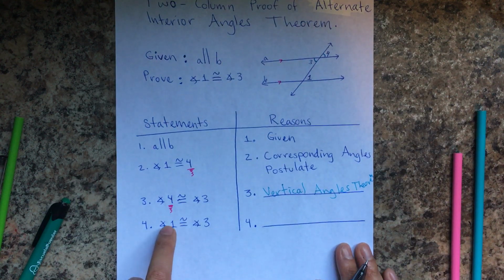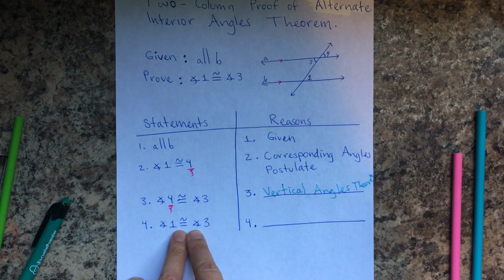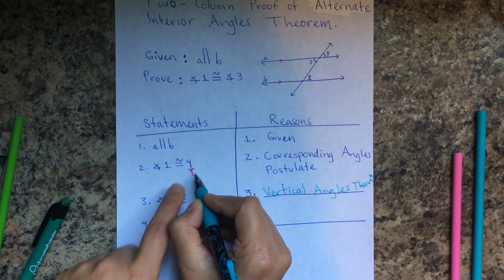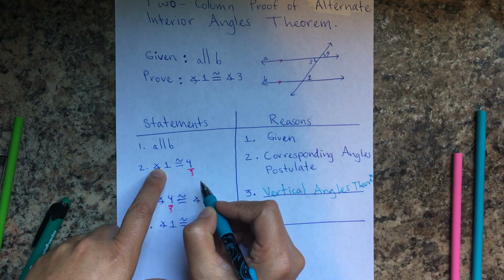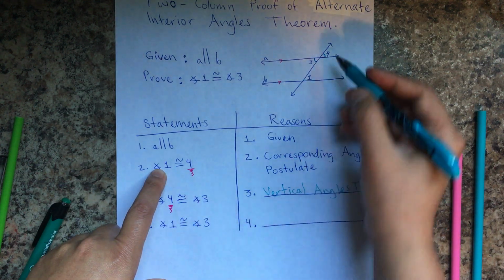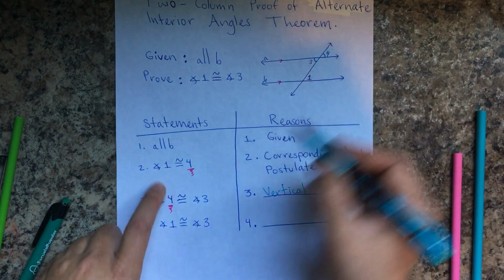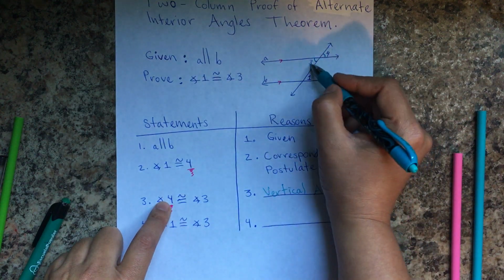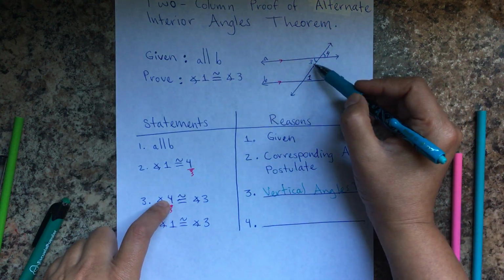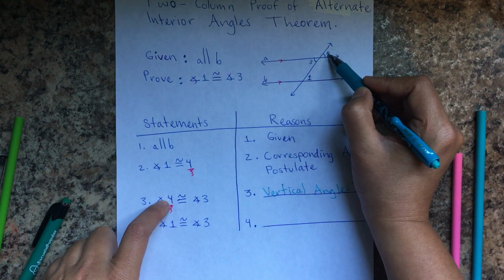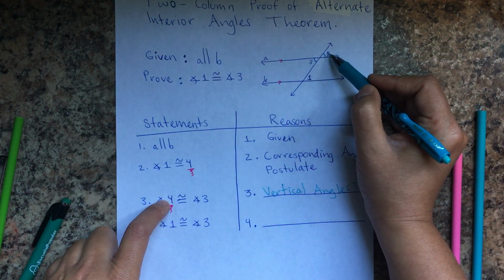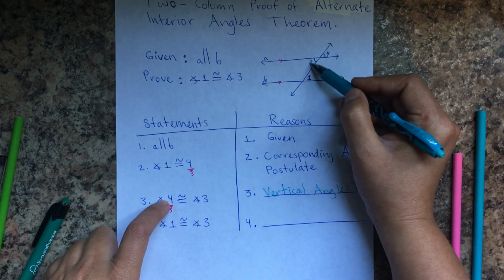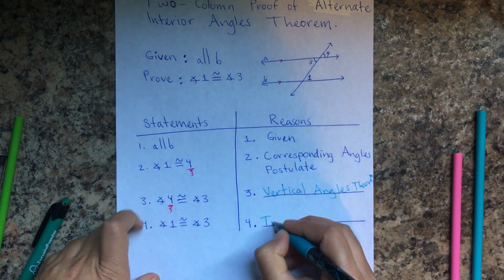Finally, it says that angle 1 is congruent to angle 3. Notice how in here we have that angle 4 is congruent to angle 1. Okay? And that's because of the corresponding angle postulate. And also that same angle 4 is congruent to angle 3 because of the vertical angles. So it's like table 1 looks like table 4. Table 1 looks like table 4. Therefore, these two are the same. And that's called the transitive property.